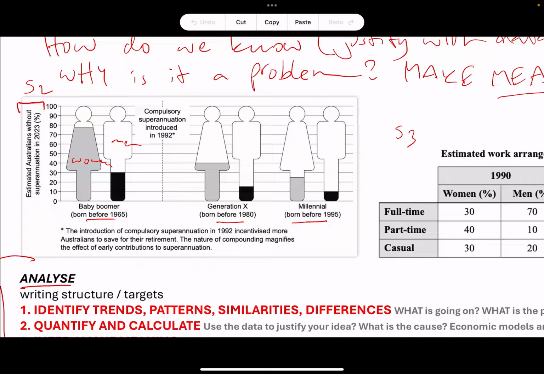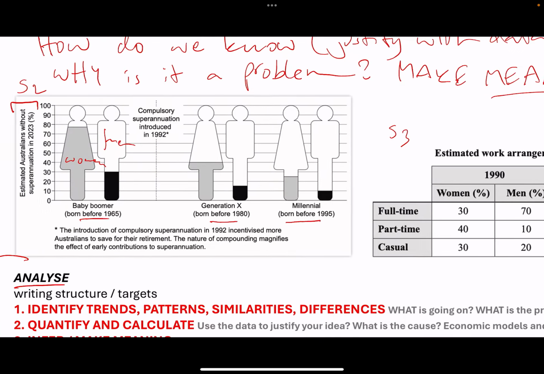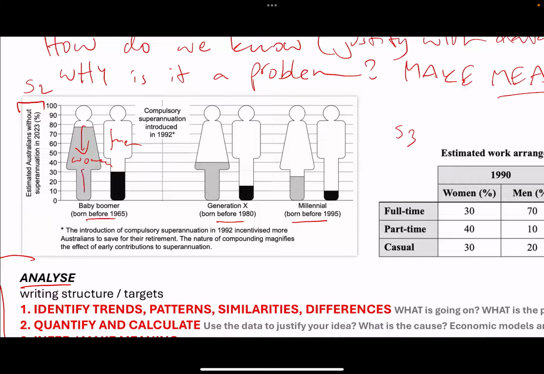So what we're really focusing on is this section here. Okay, Gen X. Compulsory superannuation introduced in 1992. Gen X, we start to see now that more and more people in the workforce taking on superannuation. And we see that for each generation moving forward, the percentage that don't have superannuation accounts is dropping.